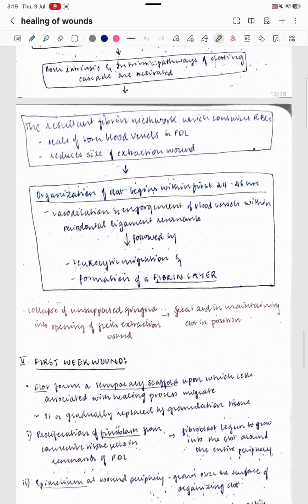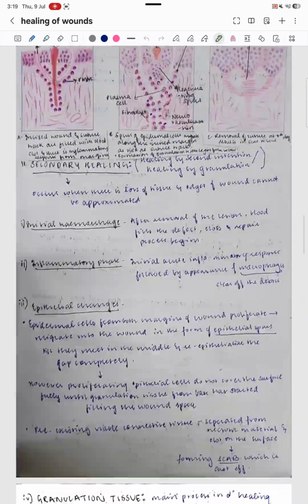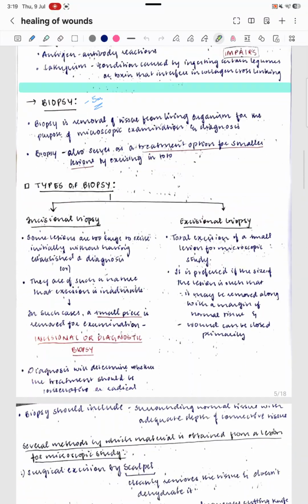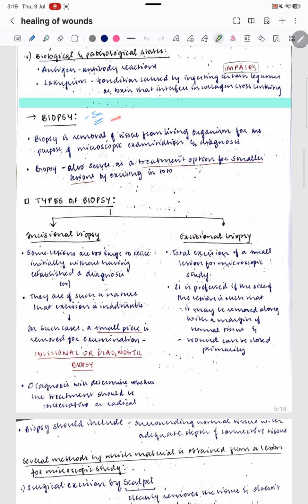Then yeah, so let's start with a primary biopsy. So what is biopsy? Biopsy is removal of tissue from the living organism for the purpose of examination and diagnosis. So when do we actually do a biopsy?